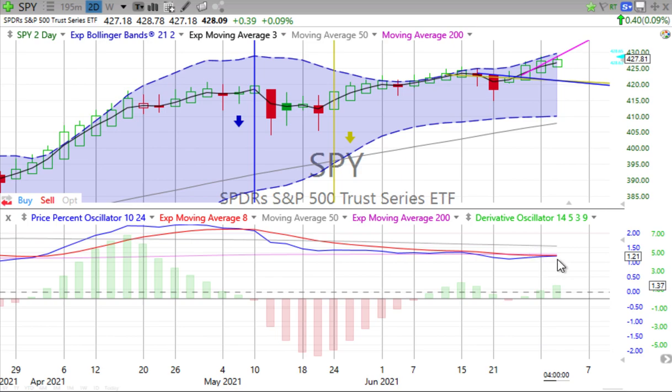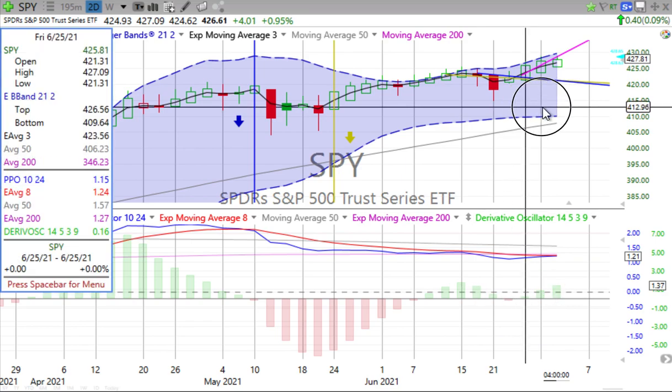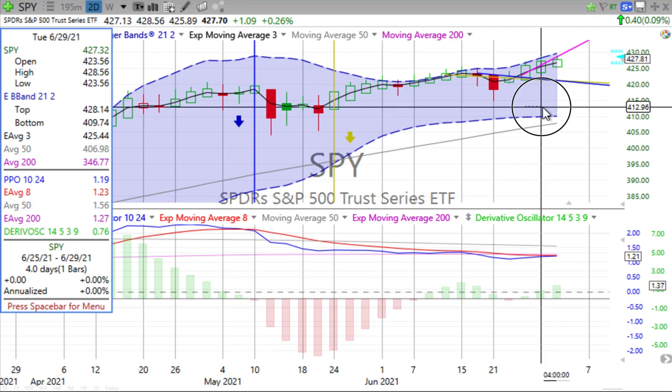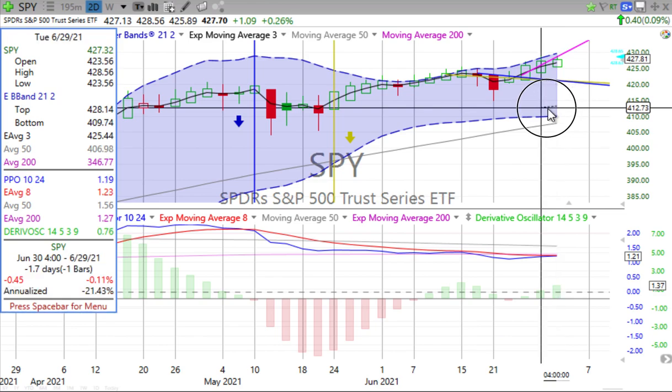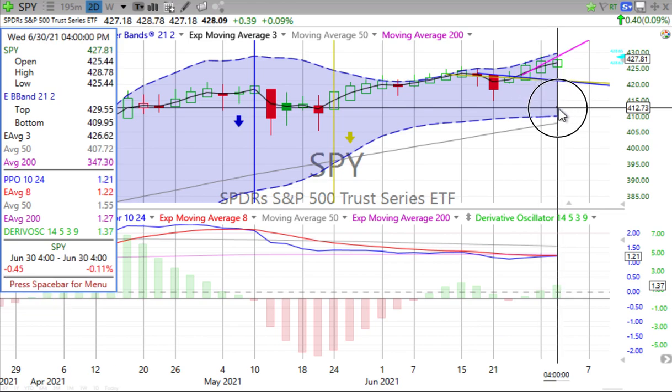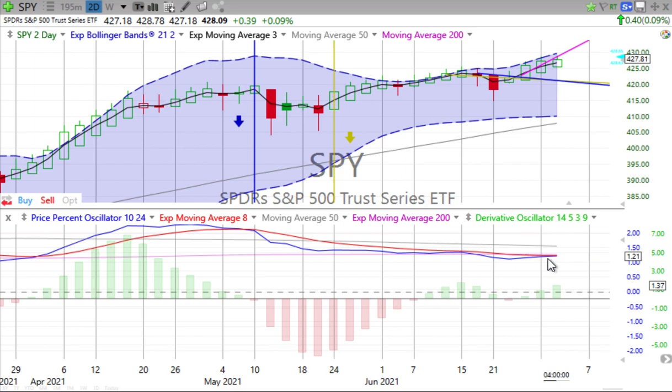Price percent oscillator right there below the red signal line. Derivative oscillator has been positive on and off for many days now. As we look at the previous high back on Tuesday, it was 428.76, now 428.78, so up all of 23 cents, 22 cents. So again, not a great deal. We'll just keep watching, waiting, seeing.